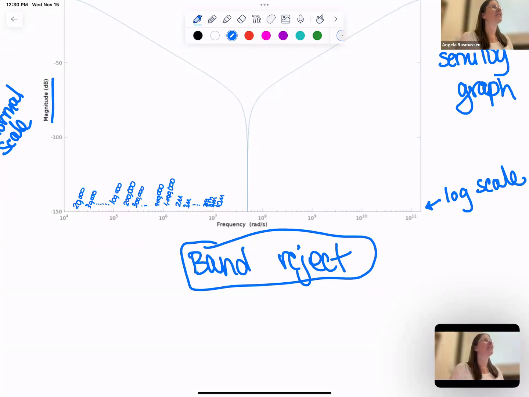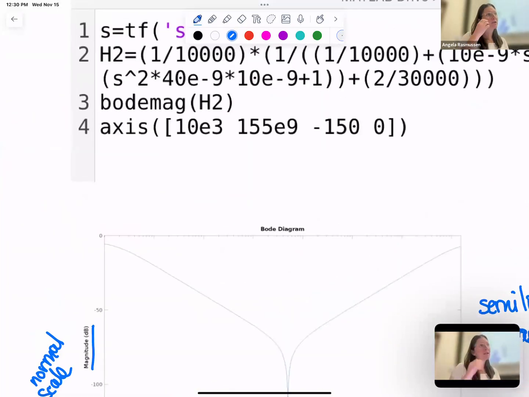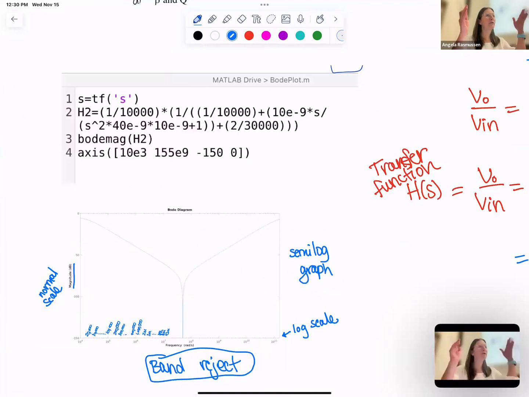What's the one with the scale? The Bode magnitude actually does it for you. That Bode plot command, the Bode magnitude of your function, will already create it in semi-log, because that's known to be the standard format. Whenever you're given a Bode plot, it will always be in a semi-log x-axis.